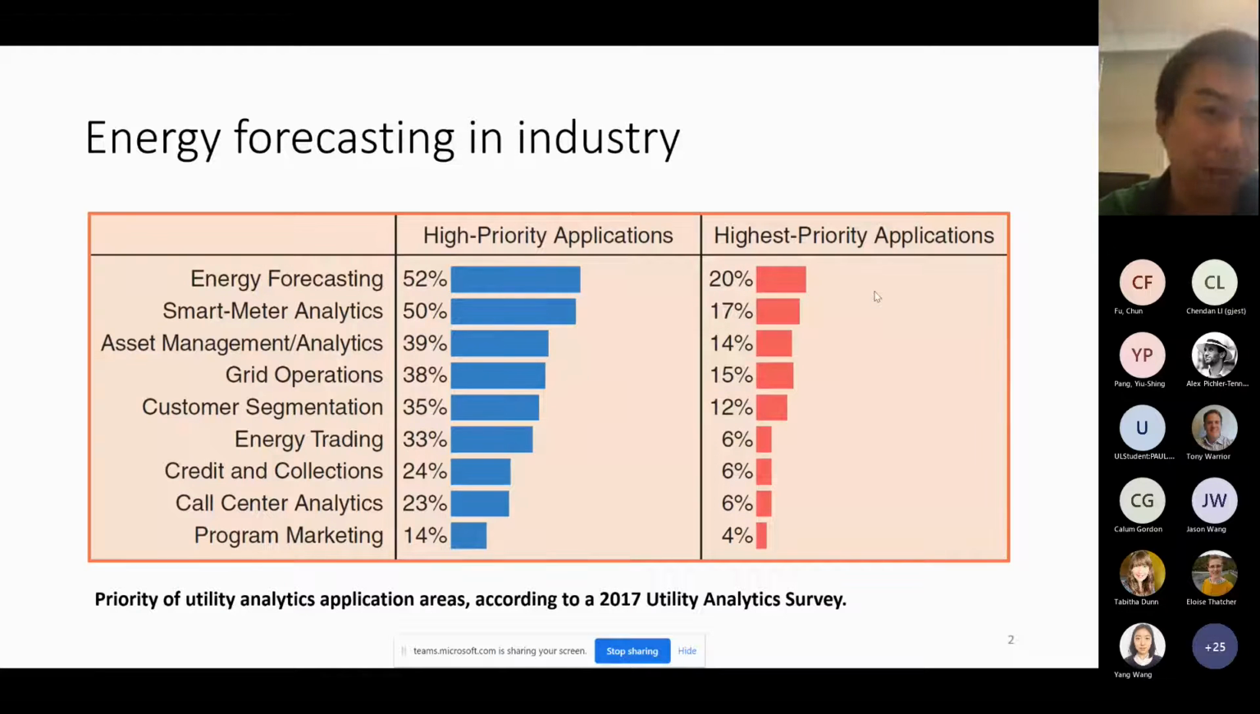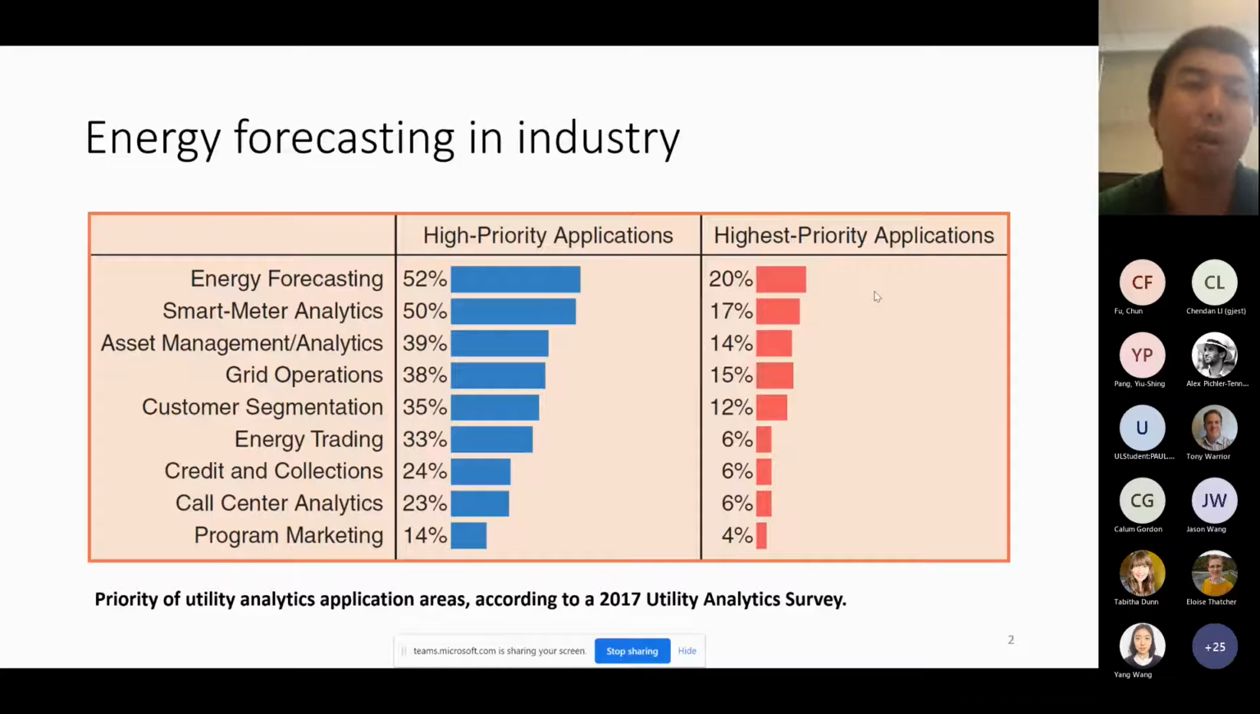Five years ago, when we talk about analytics in the utility industry, more than half of them were really about energy forecasting, and 20% of them rated energy forecasting as the highest priority application. If you go down the list, we have smart meter analytics. Of course, this also includes some forecasting and data analytics at a smart meter level. Then grid operations, actually a lot of forecasting in grid operations as well. Energy trading is the same. So forecasting is not only rated number one on this list, it is also tied to many other applications as well.